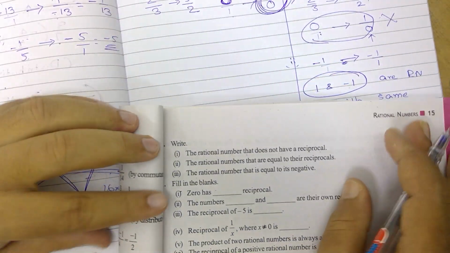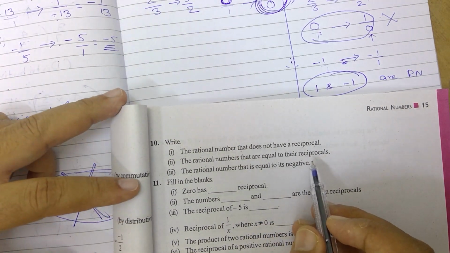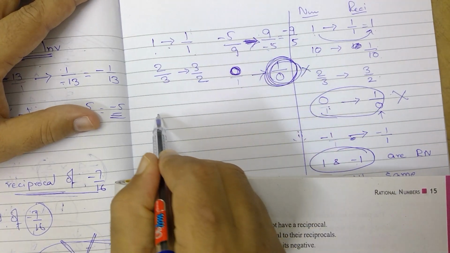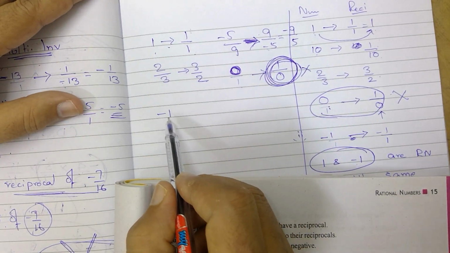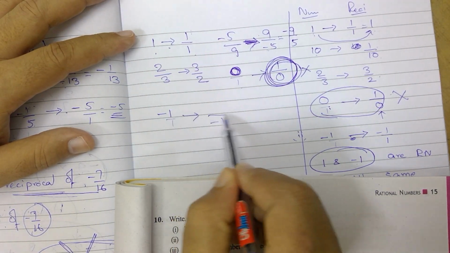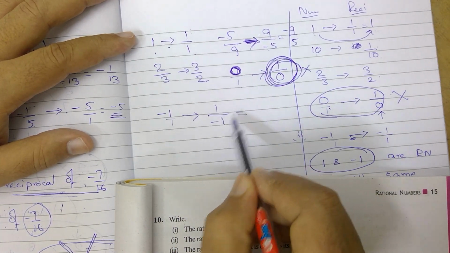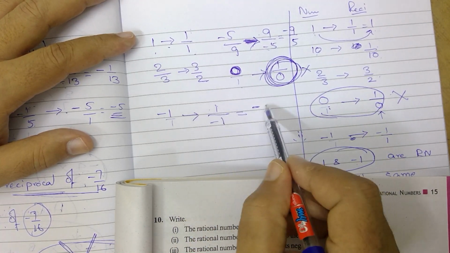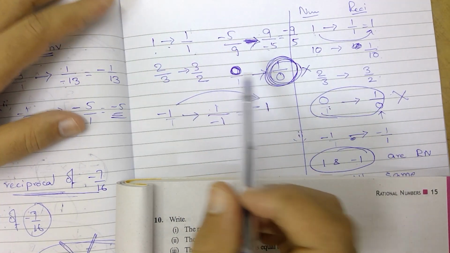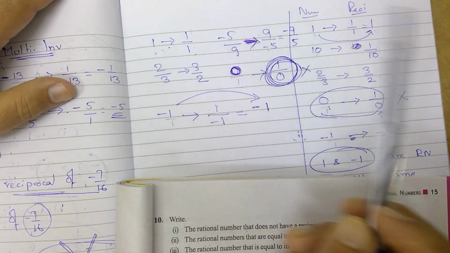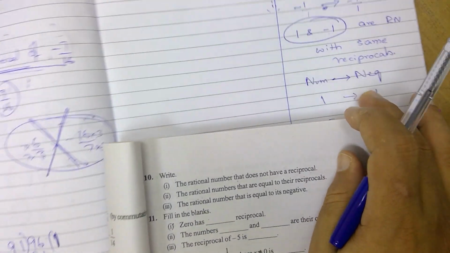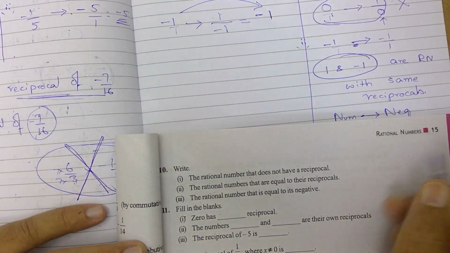Understood? Now the rational numbers that are equal to their reciprocal. Just now I have shown you 1. What is it? 1 by 1. And in the same way take minus 1. Can I write it as minus 1 by 1? What is the reciprocal of it? Numerator will go to denominator and denominator will go to numerator. So that is equal to plus divided by minus. Minus 1 by 1 is minus 1. So the reciprocal of minus 1 is minus 1. In the same way the reciprocal of 1 is 1. So therefore what will be the answer for this one? The rational numbers that are equal to their reciprocals are 1 and minus 1.